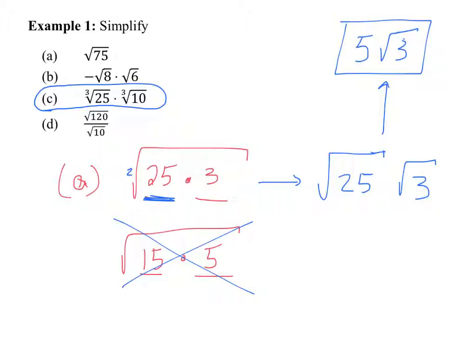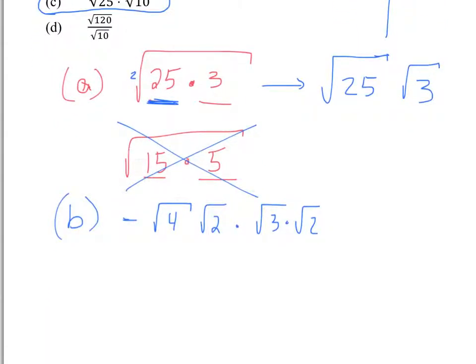What did you do? Niall, go ahead. So first I simplified to negative root 4, root 2 times root 3, root 2. So Niall started by breaking things down, and he recognized that both of these can only be factored one way, right? Those are the only ways you can factor them. That's a good way to start this.